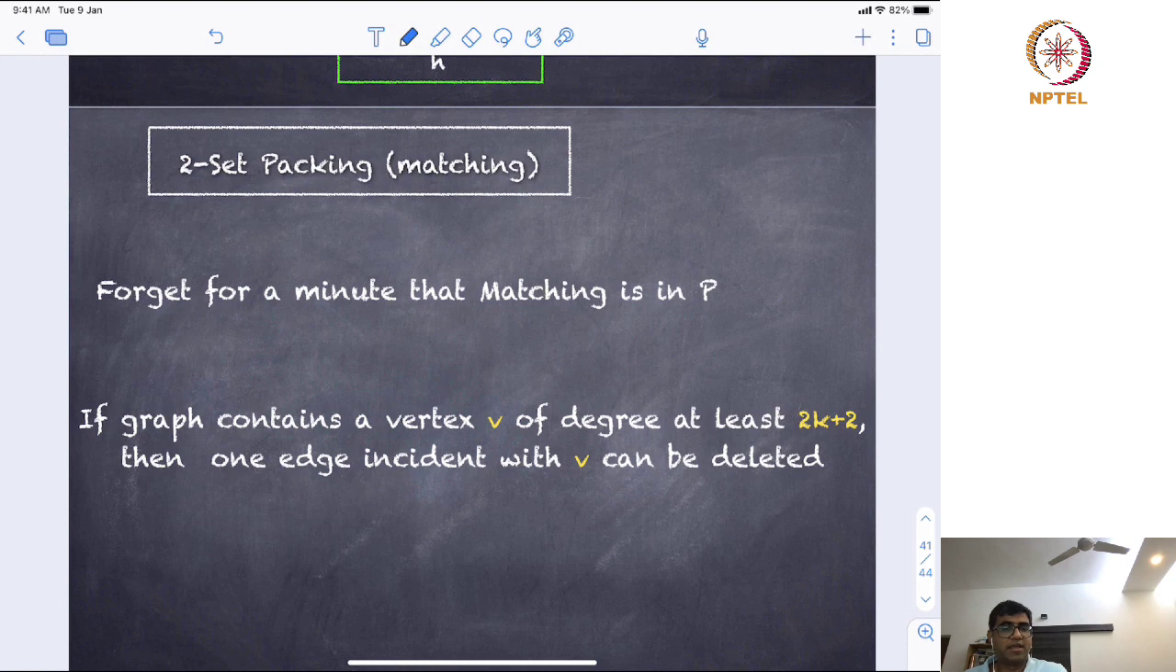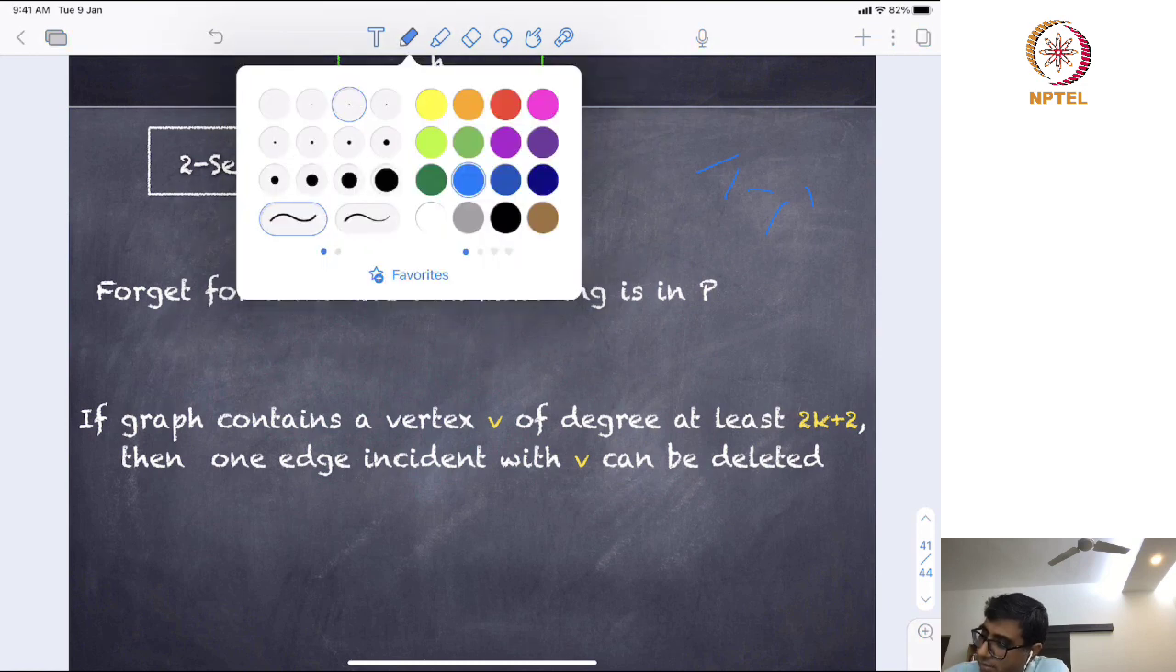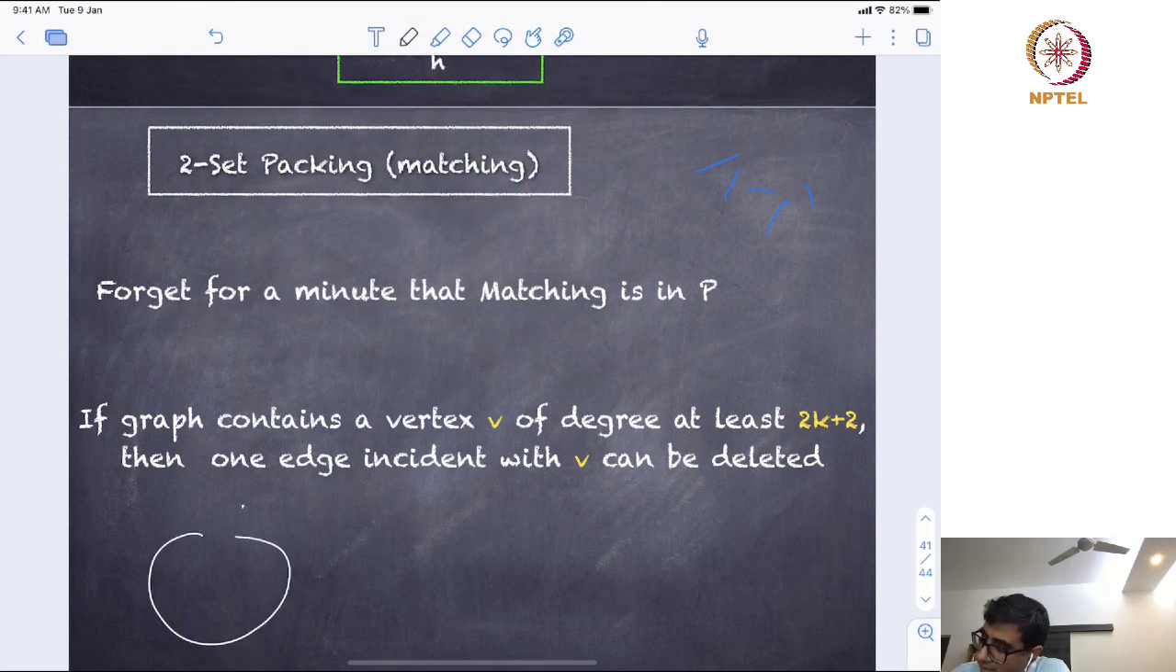Let us look at 2-set packing. 2-set packing is nothing but finding 2 sets which are pairwise disjoint, and basically if you think of sets of size 2, then they are like a graph, right. Think of the universe as the vertex set, and for each 2-sized set you just put an edge. So this is basically a graph, and 2-set packing is nothing but finding a maximum matching in a graph, which you can do in polynomial time.